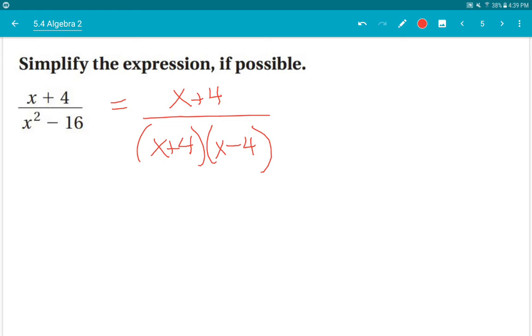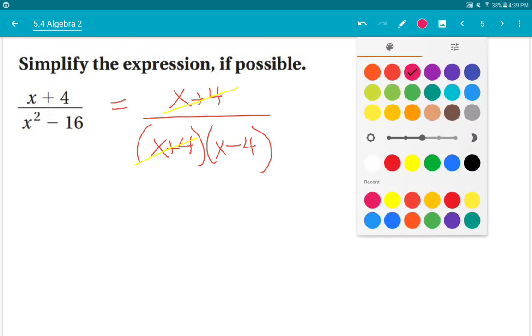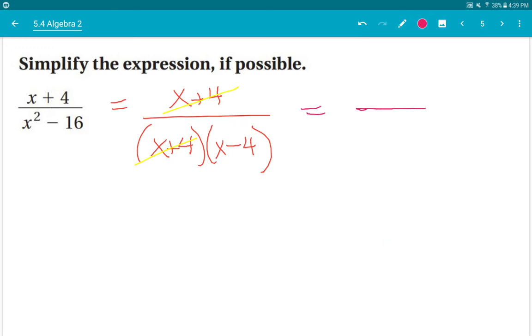Now that we have our problem in factored form, is there a common factor that they share in the numerator and denominator? So here you have an x plus 4, and here you have an x plus 4. So those are going to simplify. Now, when we simplify everything from the numerator, what can we use as a placeholder in that position? We're going to use the number 1. In the denominator, we're left with the x minus 4, and there you go. There's your final simplified answer.